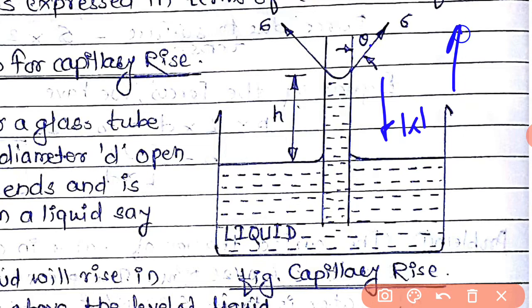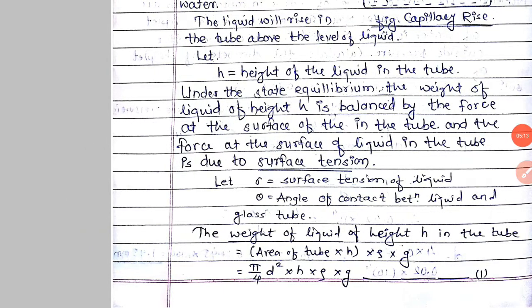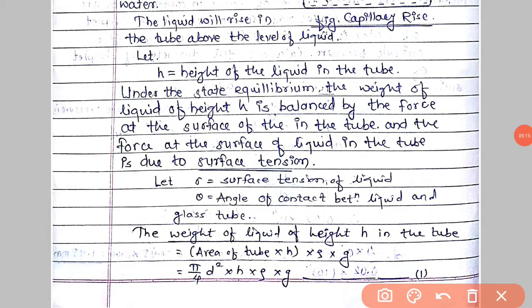The vertical component of the surface tension force, sigma, and the weight component will act on the liquid surface in the glass tube. So they are equal and opposite in direction. Now see here, the weight of the liquid of height h in the tube is equal to area of the tube into h into rho g.